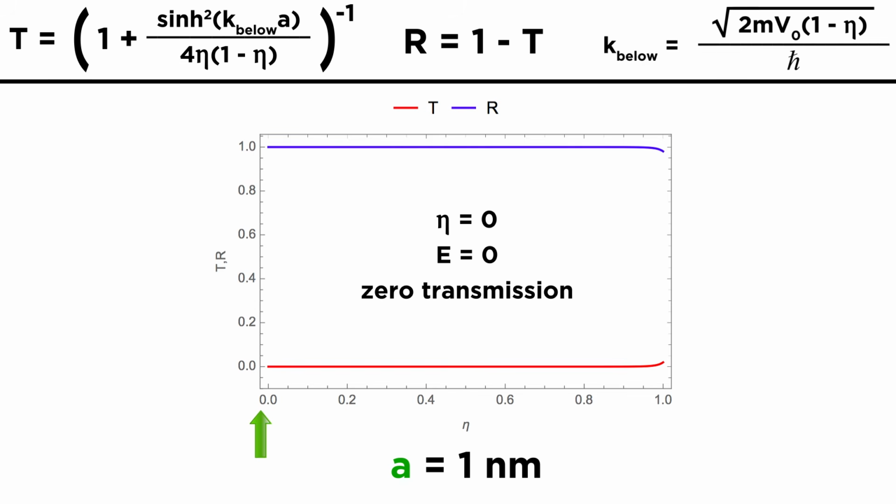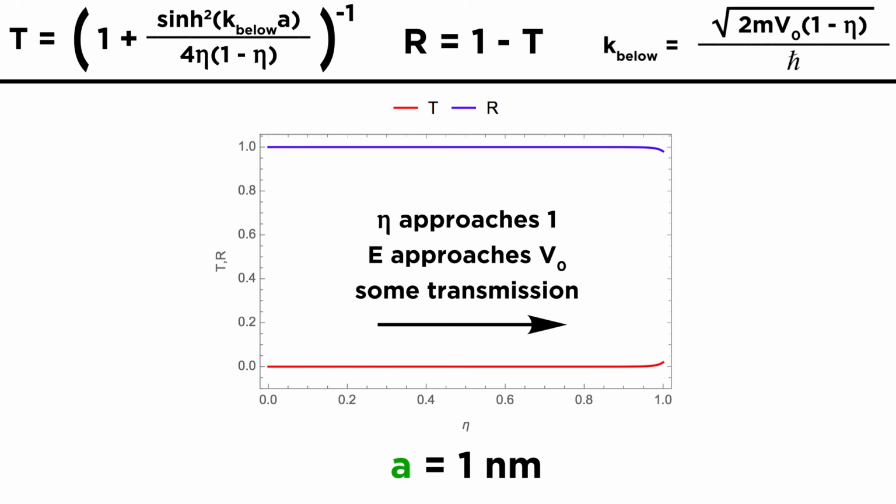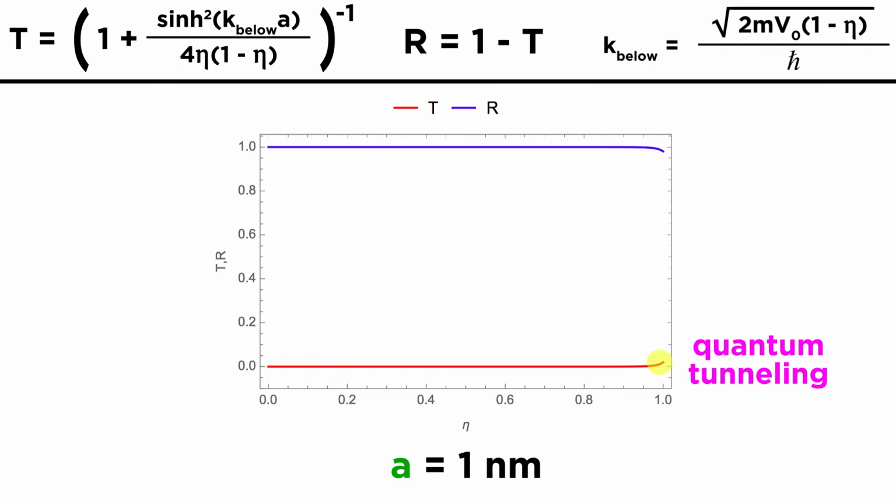When eta equals 0, the particle's energy is 0, so there is no chance that transmission through the barrier will occur. This is why when eta is 0, T is 0 and R is 1. Then as eta approaches 1, meaning that the particle's energy approaches V0, a tiny chance of transmission through the barrier begins to develop. That's why the red curve dips up at the end. This is an example of quantum tunneling.